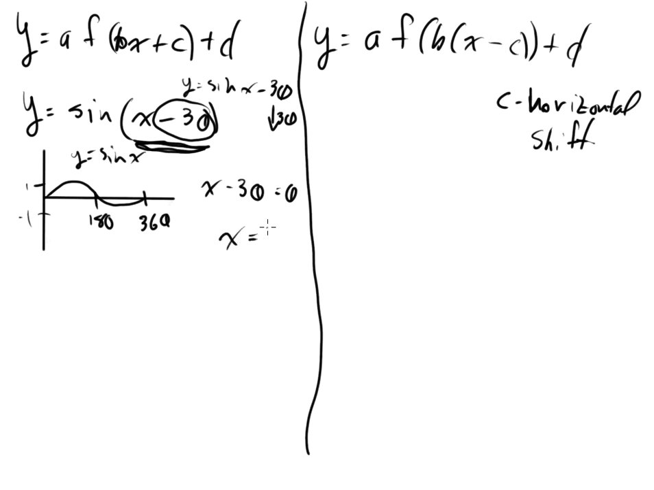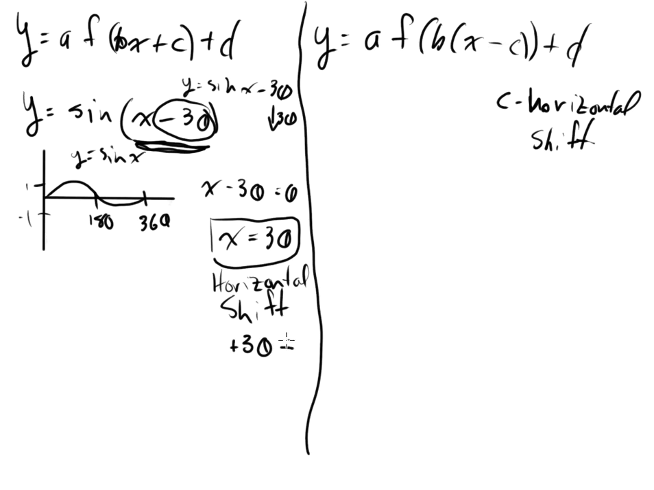So we're going to get x equals 30. When I take that expression that's inside the brackets and I equate it to 0 and I solve for x, the value that I get right here is the exact horizontal shift. So the number I get here tells me exactly what the horizontal shift is going to be. Okay, so the horizontal shift in this case is 30, and because it's positive 30, it means it is to the right 30 degrees.